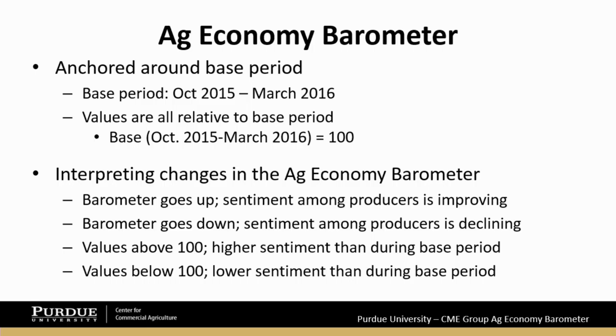So when we start thinking about interpreting the value of the Ag Economy Barometer, what does a value of, say, 101 or 102 mean? Well, if the barometer goes up from the previous month, the general sentiment among producers has improved. If it was to go down, it would be a degradation of the sentiment. Any time a value is above 100, it tells us that sentiment is greater than it was during the base period. And anytime below 100 means that sentiment is below the base period average. So hopefully the sentiment's always above 100.